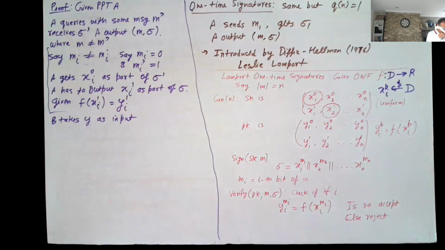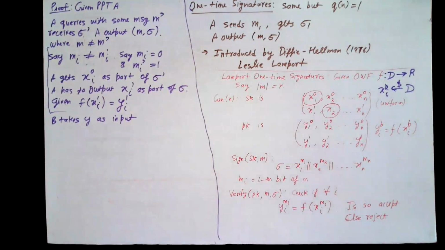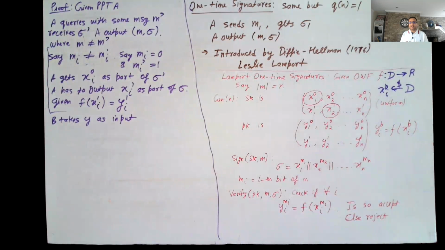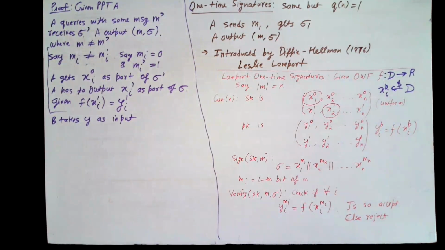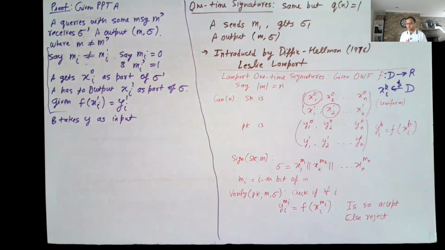Okay. But how can we control which bit A differs on? Maybe A always differs on the first bit, for example. Yeah, so the point is that if you choose your location at random, then the probability that it will end up becoming the same as the location which A chooses would be like 1 by 2n. Okay, that makes sense.